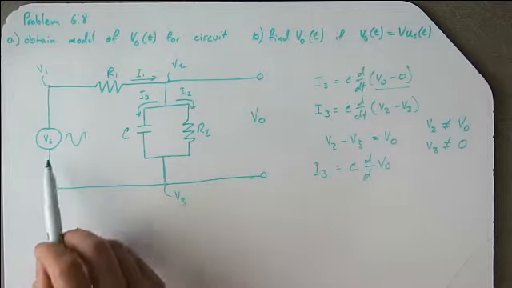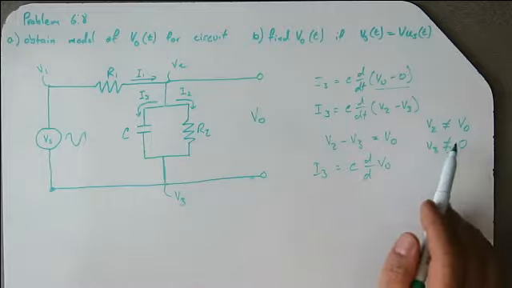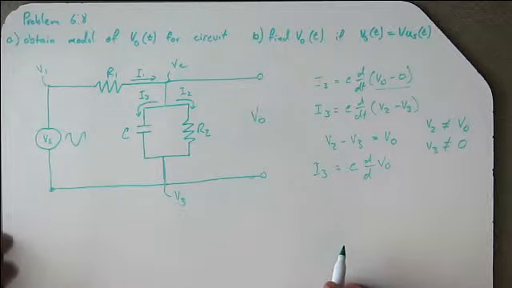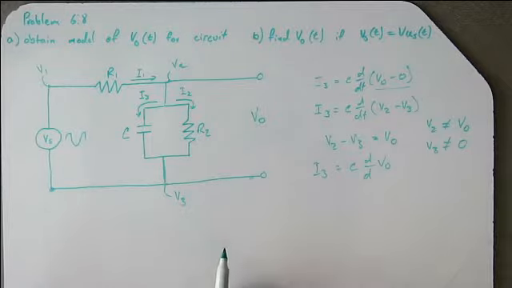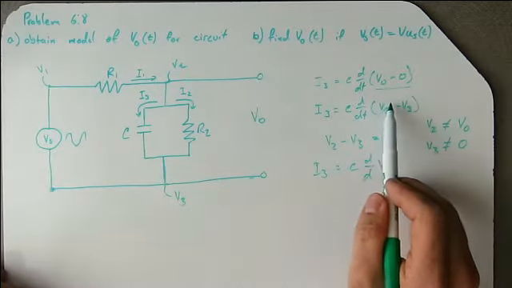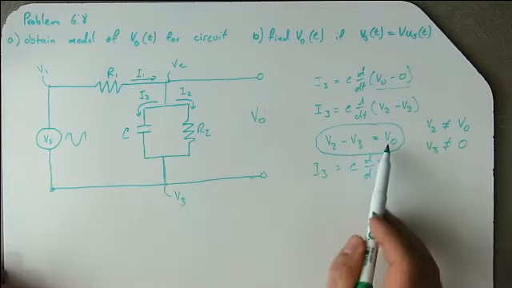It depends on your voltage source here. There's no ground, and you don't need to assume that this is 0 to solve the problem. It's actually just something you shouldn't do. Okay, so we'll get started on solving the problem. And to the point that I'm making here, this equation here, V2 minus V3 equals V naught.